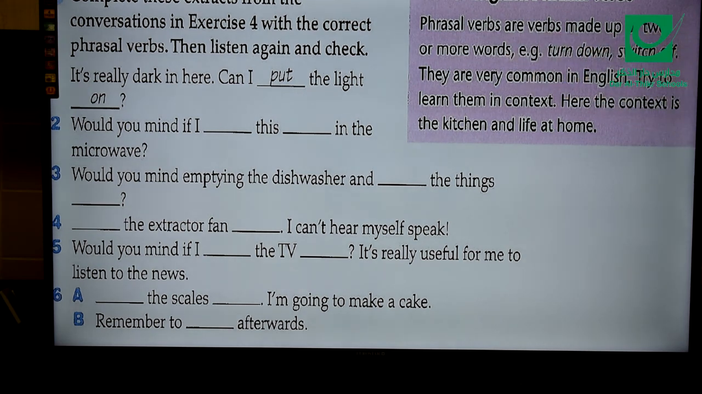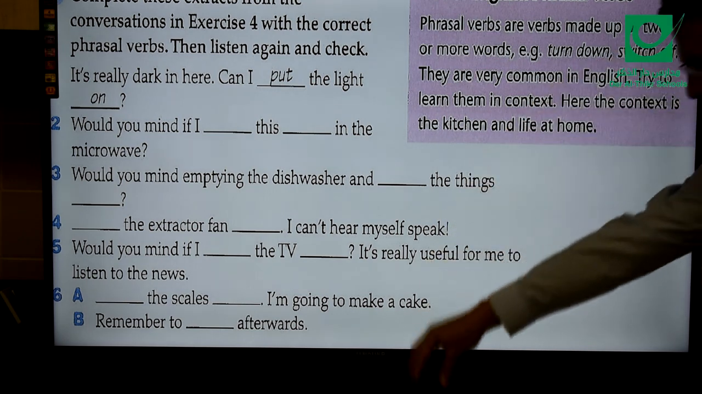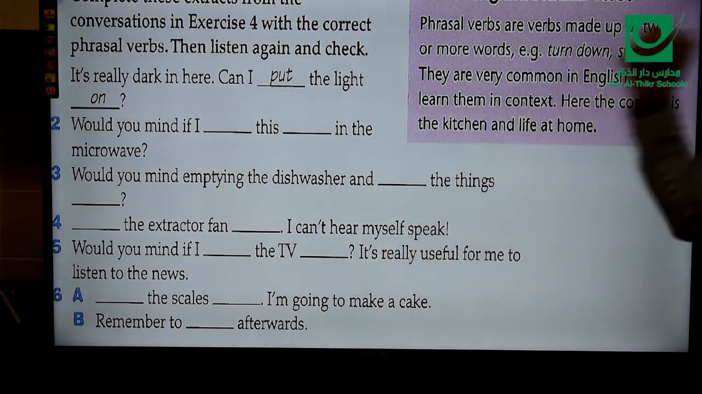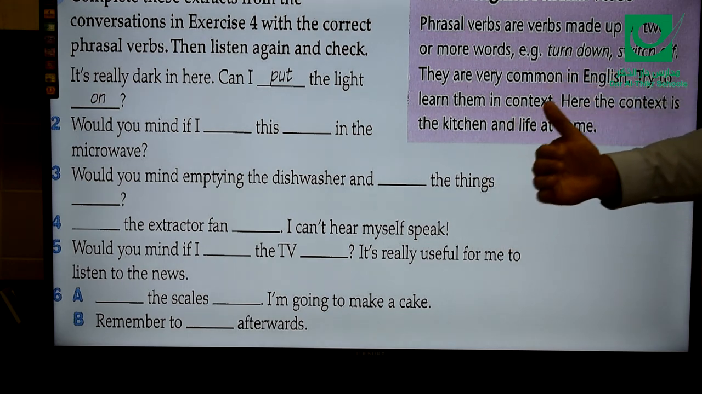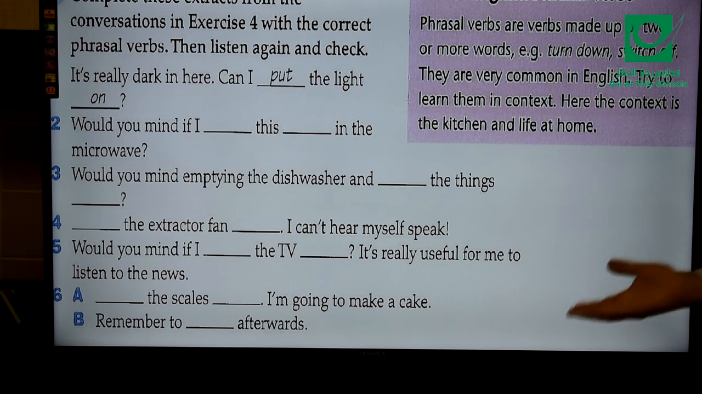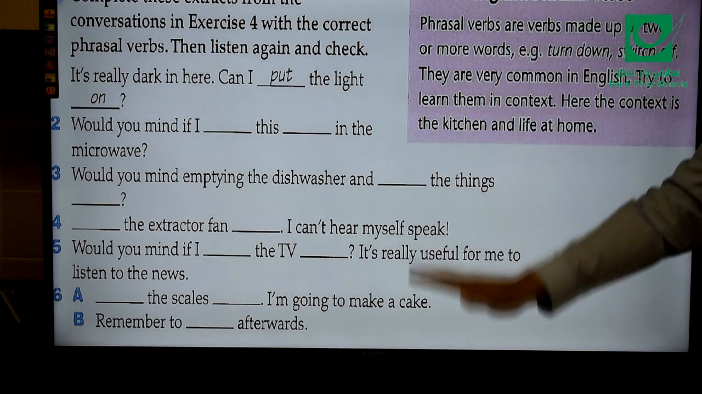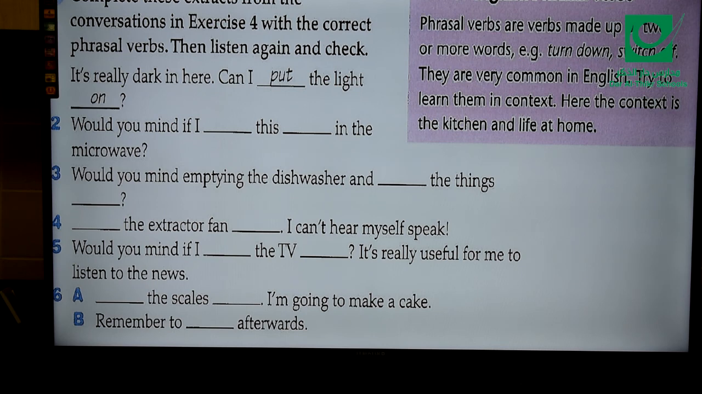Like, for example, when I say put, you can put something here. But when you put on your clothes, it's different. Turn. When you turn right or you turn left. What about when you turn up the TV or turn it down? The meaning is different. So that's what we mean by phrasal verbs. When we add a preposition to a verb, the meaning is different. For example, turn down, switch off, and they are very common in English.